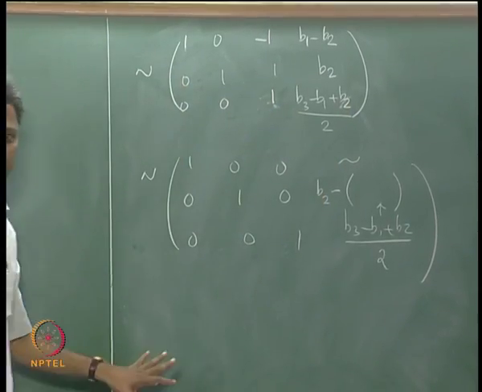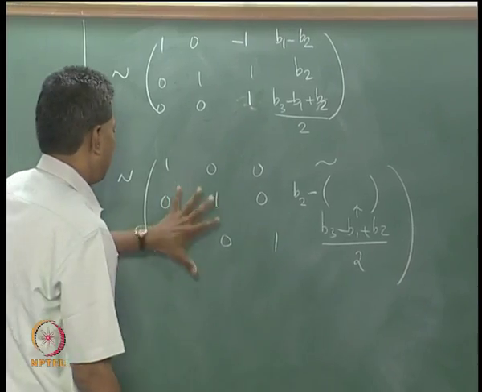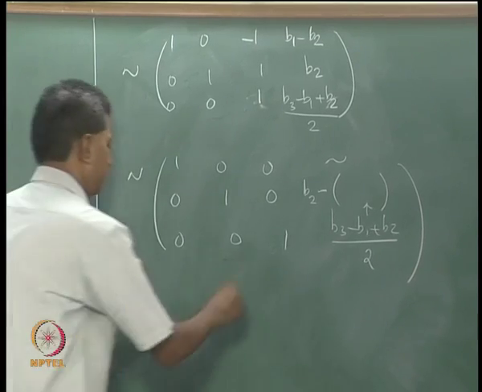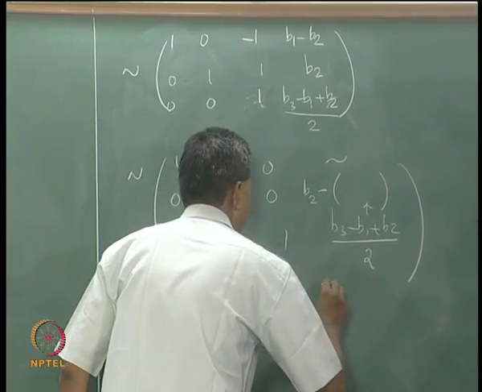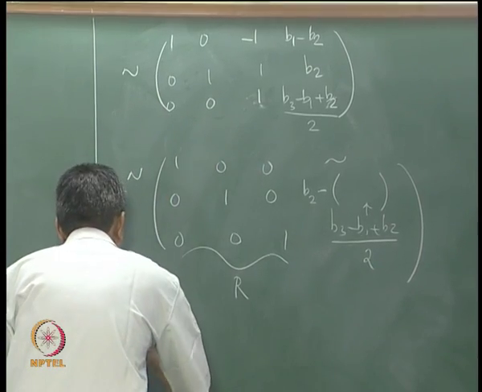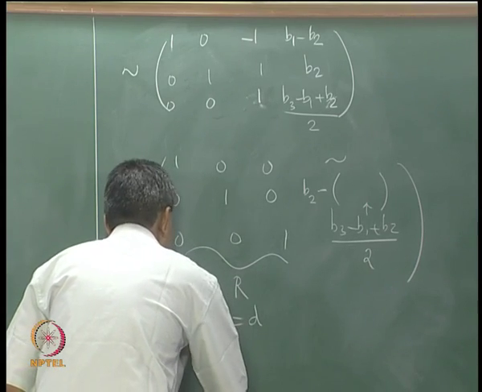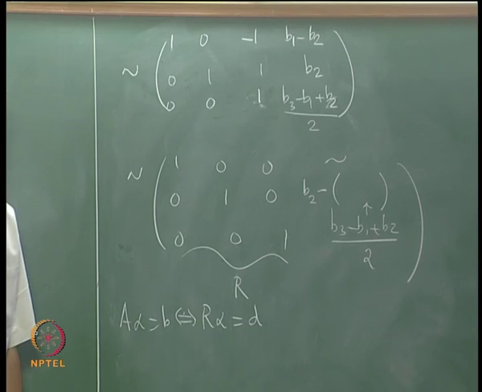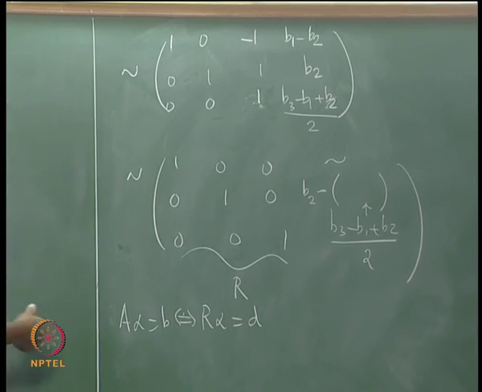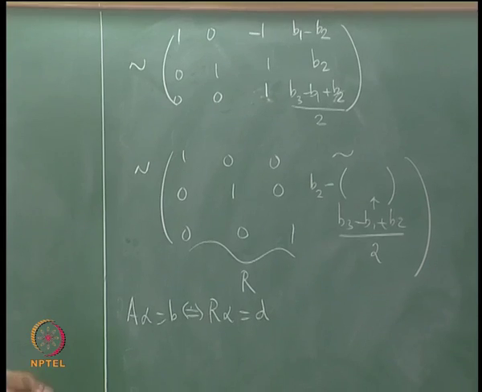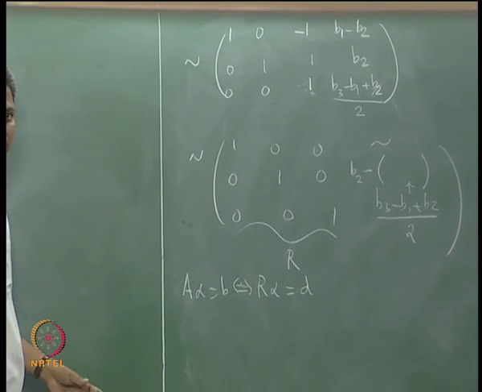But whatever it is, now observe that this is R for me. R alpha equals D. Then I am reducing the system A alpha equals B to R alpha equals D. The number of non-zero rows of R is 3, which is precisely the number of rows of R, and so there is no condition. This d_i is equal to 0 for i greater than R. That condition is vacuously satisfied.